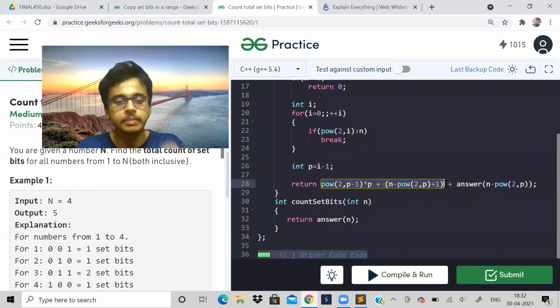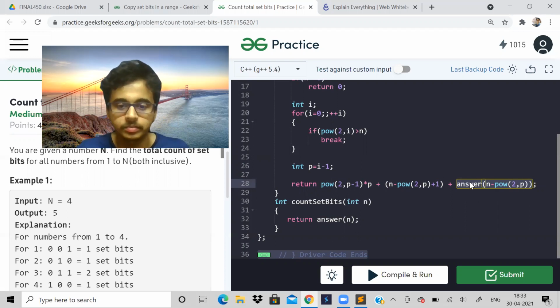I know this much is the answer for sure. These many set bits are there for sure. I know that. And now I am solving the problem for the smaller number n minus 2 power p, 2 power x, whatever.